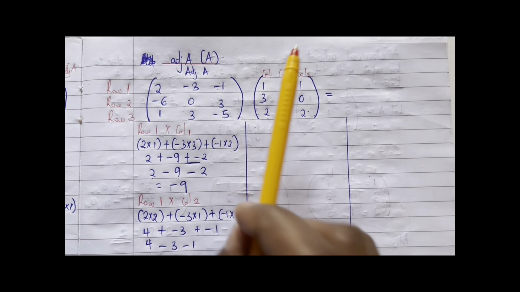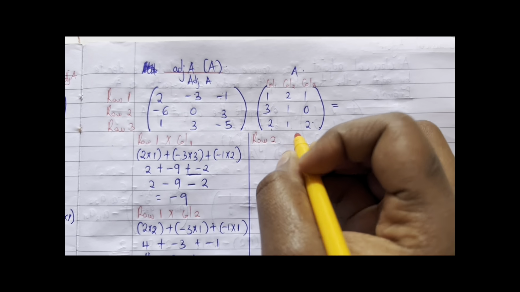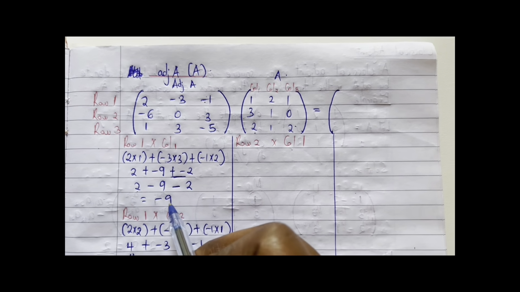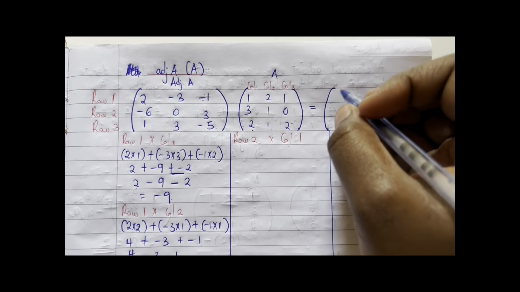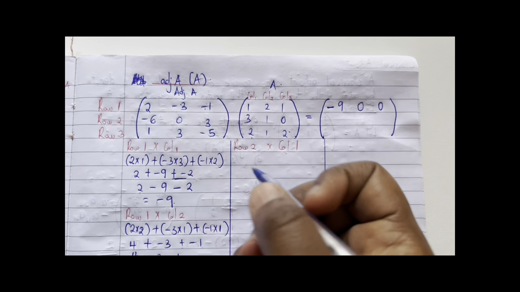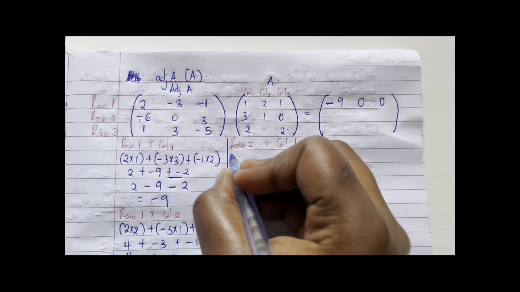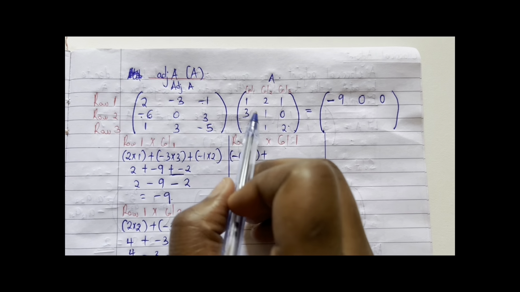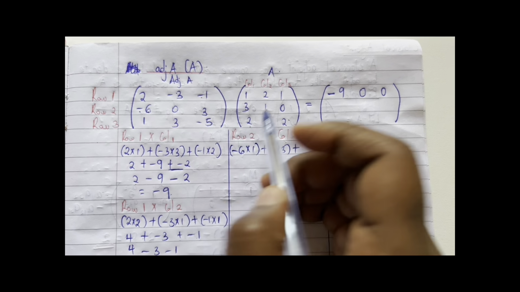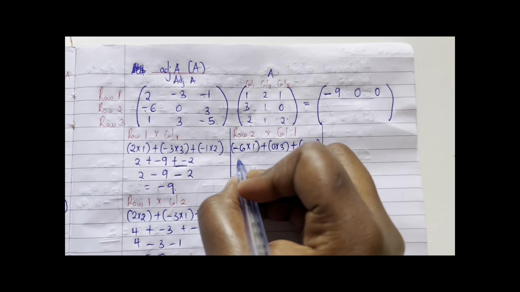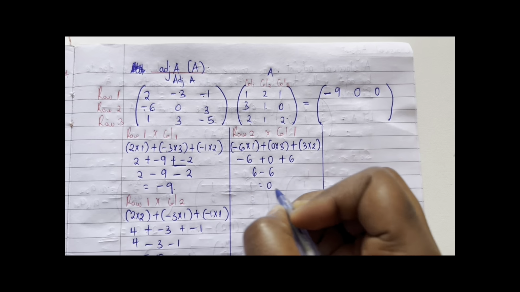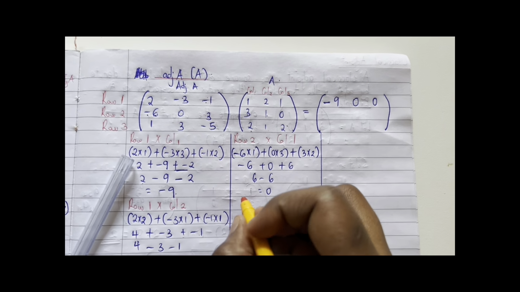Row 2, that would multiply by all columns in A. So row 2 times column 1. Let me first write the answers that we had gotten: negative 9, 0, 0. That's negative 6 times 1, 0 times 3. So I have negative 6 plus 0 plus 6. So that's 6 minus 6. Our answer is 0. Then we go to row 2 times column 2.